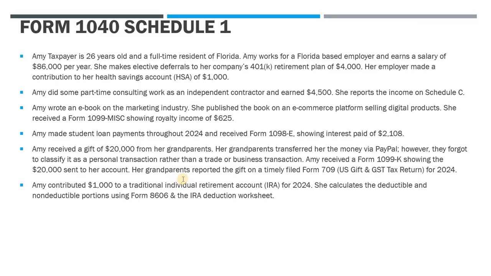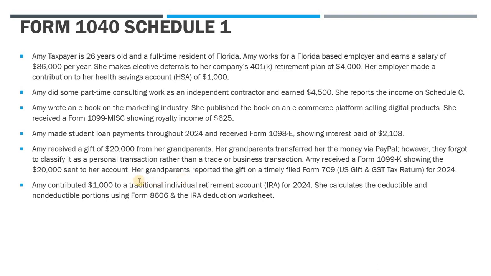Amy also received a gift, a very large gift from her grandparents, $20K. And her grandparents, instead of cutting her a check or giving her cash, they transferred the money via PayPal, which is fine. However, they forgot to classify it as a personal transaction rather than trade or business. And the reason why that's important, because personal transactions generally are not taxable and you shouldn't get a 1099K. However, she did get one anyway, right? So she got a 1099K showing the $20,000 that was sent to her account.